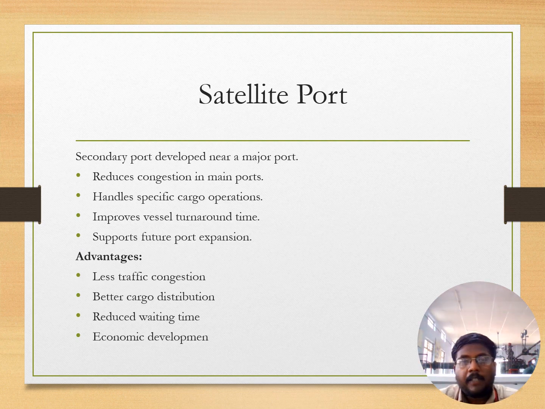In the next topic, we see about a satellite port. A satellite port is otherwise known as a secondary port. It is developed near the major port. The main function of this port is to reduce congestion in the main port as well as handle specific cargo operations. A satellite port also improves the vessel turnaround time. It also supports future port expansion.